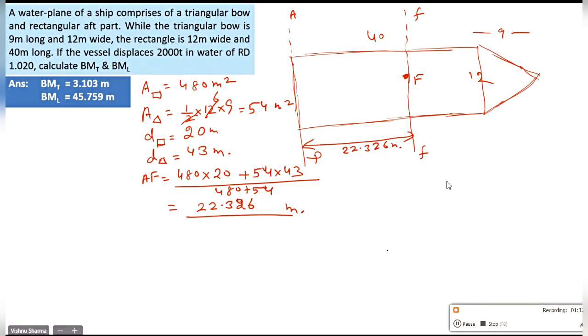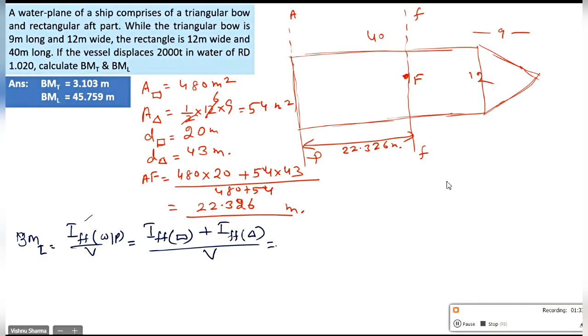Now, what is our formula? Our formula is BML equals IFF of the water plane area divided by V. That's our formula for BML. Yes or no? With reference to our diagram, it's IFF of the water plane divided by V. Yes, sir. Now we have two shapes, so it is IFF of the rectangle plus IFF of the triangle, divided by the volume of displacement.